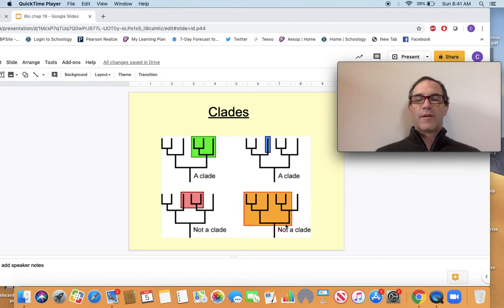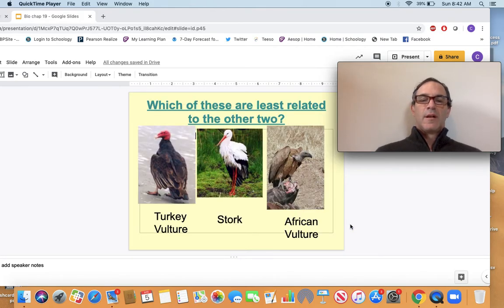If we put the whole thing as orange, then we could say, yeah, it includes the common ancestor here and everything that came from that ancestor. But since we left this one out, it's not a good clade.